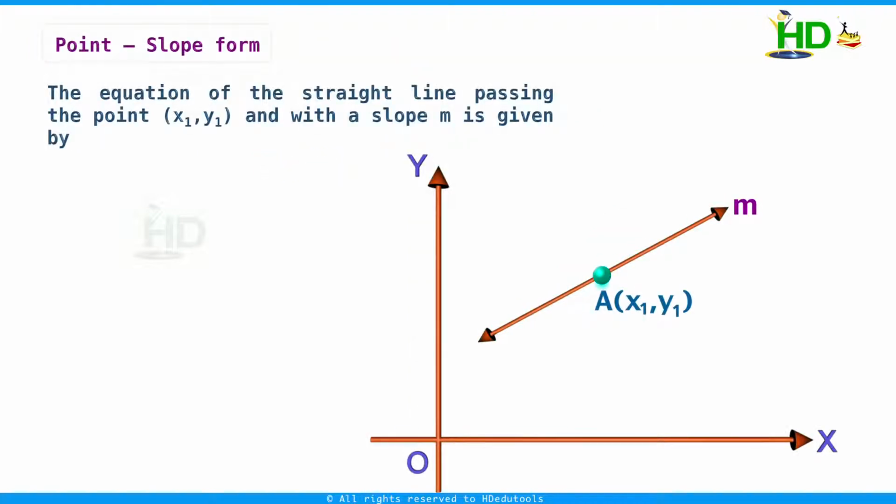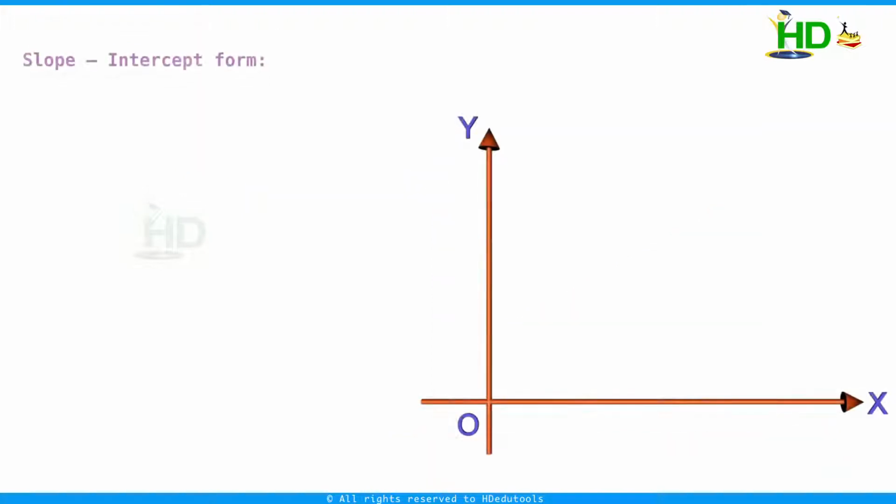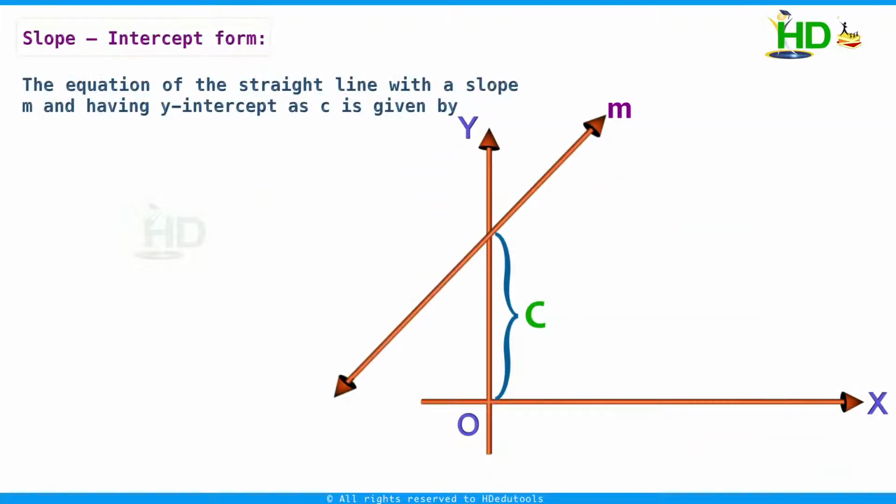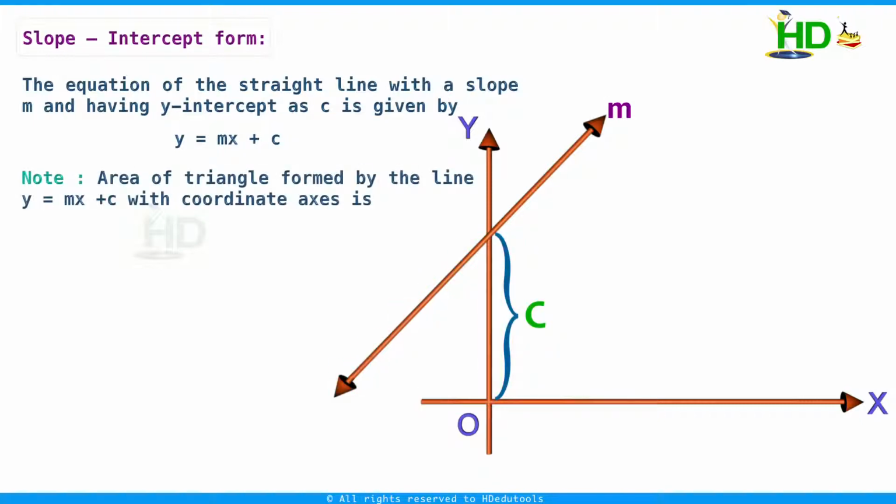And the equation of a straight line passing through the point (x1, y1) and with slope m is given by y - y1 = m(x - x1). And slope-intercept form. The equation of a straight line with slope m and having y-intercept c is given by y = mx + c. The c is the y-intercept, m is the slope, and the area of the triangle formed by this line is half into base into height. This is 1/2 into c²/m² square units.